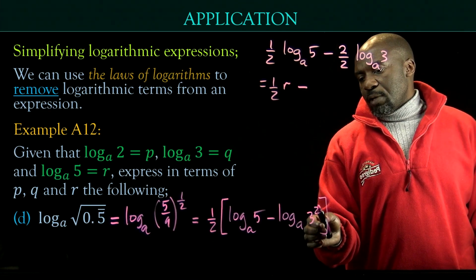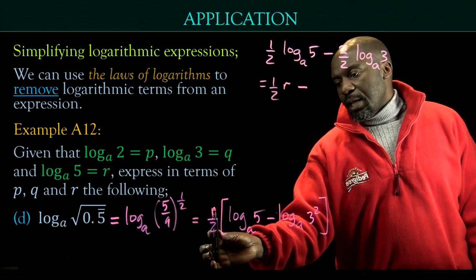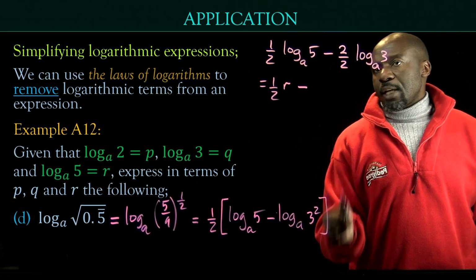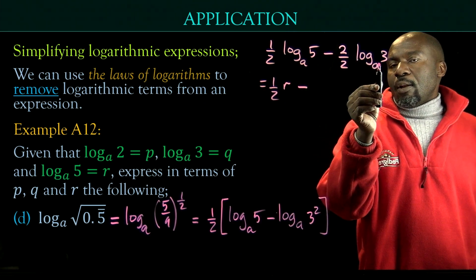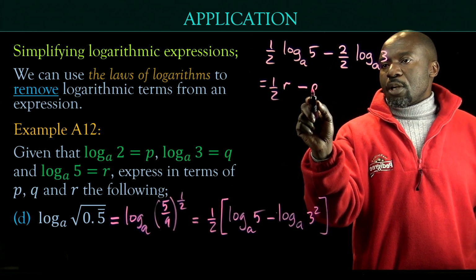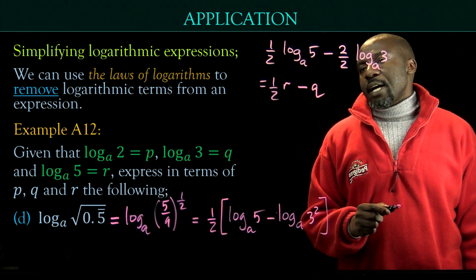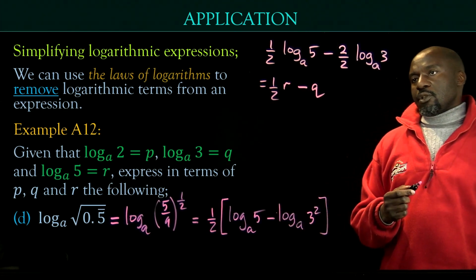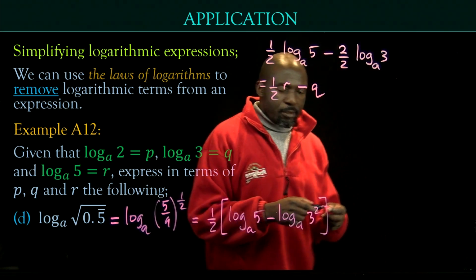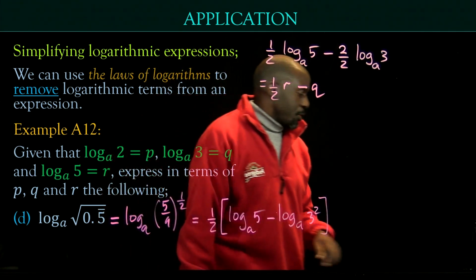Remember the 2 came from here to the front, and then the half opened the bracket and we brought it here, so we have 2 divided by 2 there, so that's just 1, and log 2 base a of 3 is q, so this just becomes a half r minus q, and that's our answer for this question. I hope you got it. Let me know if I need to do anything else to help you understand this solution.